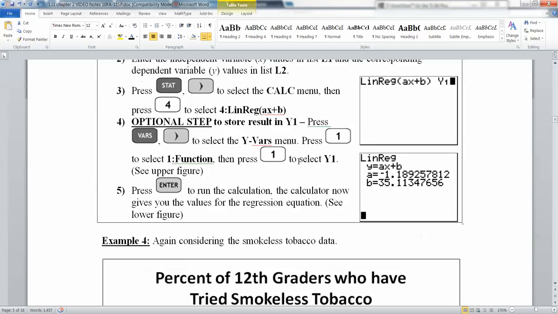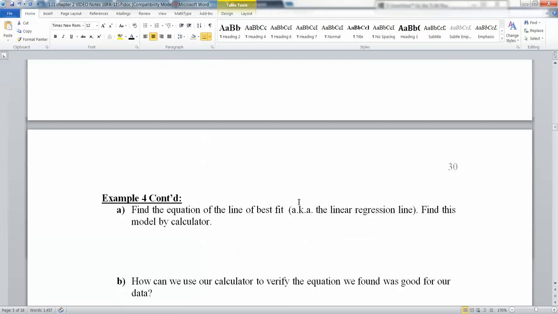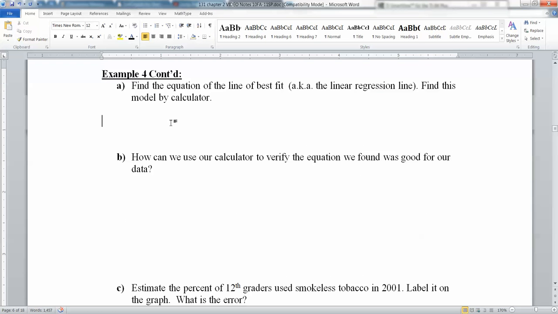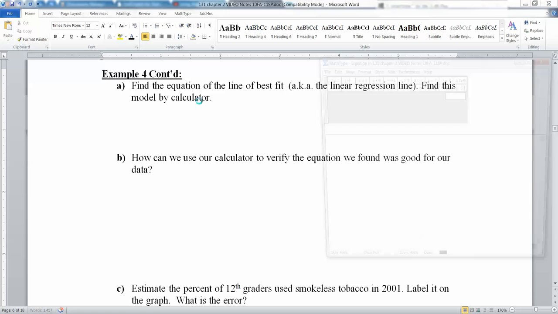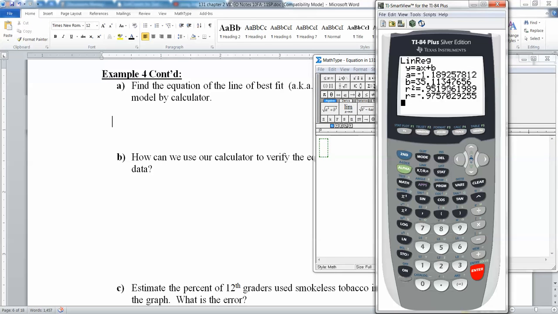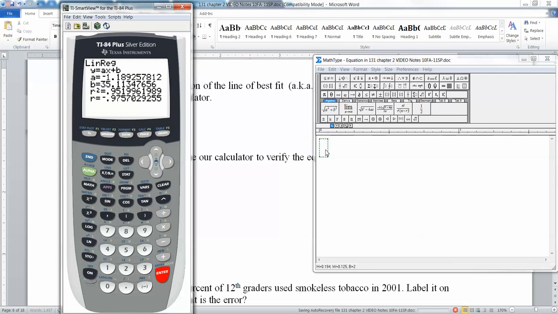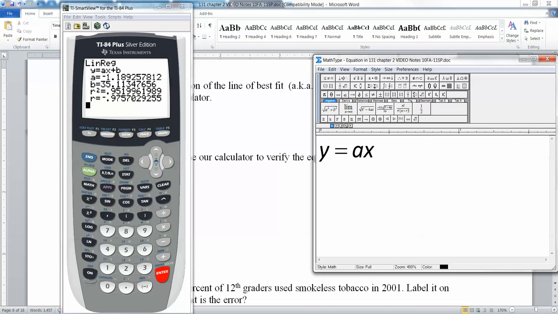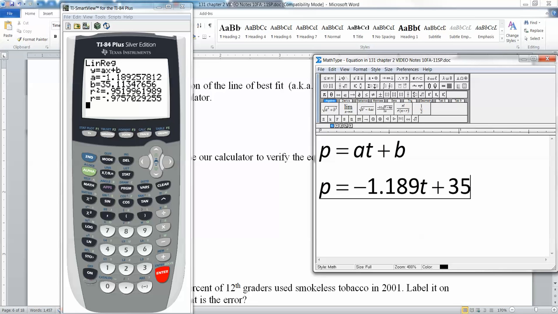All right. So using that smokeless tobacco data, there it is, find the equation of the line. Now the kicker is that you can't say y equals mx plus b. Every student wants to, but that's not what you get to do. You have to use different letters. So instead of y equals ax plus b, we're going to use p as in percent equals a, t as in time, plus b. So p equals, a was negative 1.189 t plus 35.113.